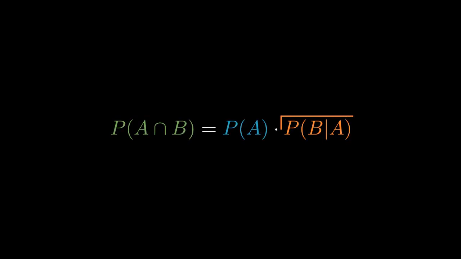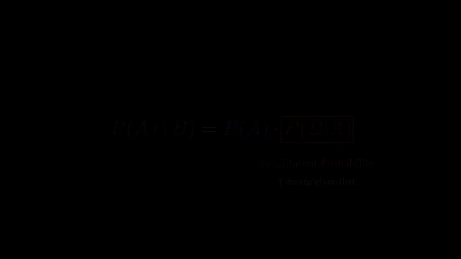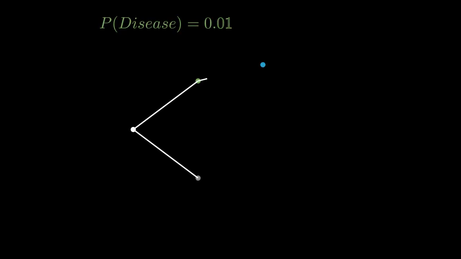Let's formalize this with the general multiplication rule. For any two events A and B, the probability of both occurring is the probability of A happening, multiplied by the probability of B happening given that A has already occurred. Mathematically, this is expressed as P(A and B) = P(A) × P(B|A). That vertical bar is the symbol for conditional probability, the heart of our discussion.